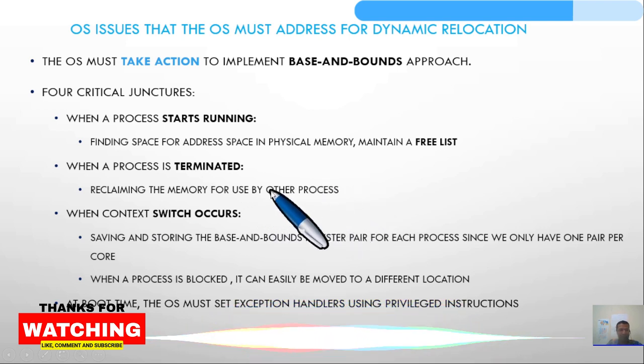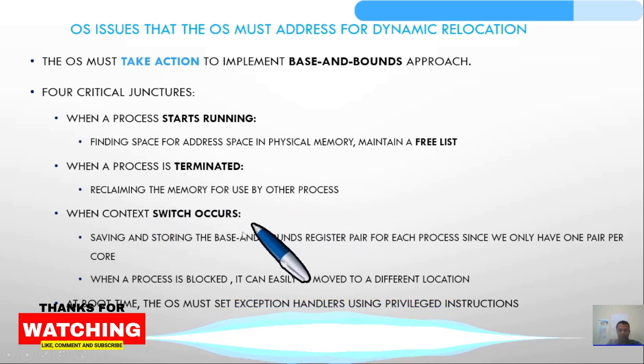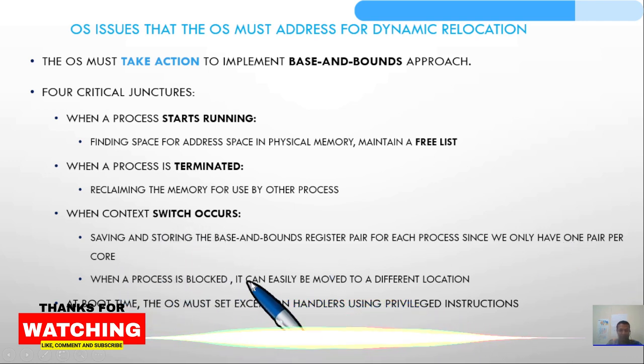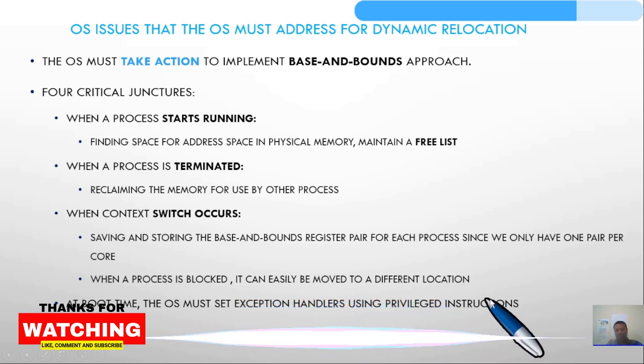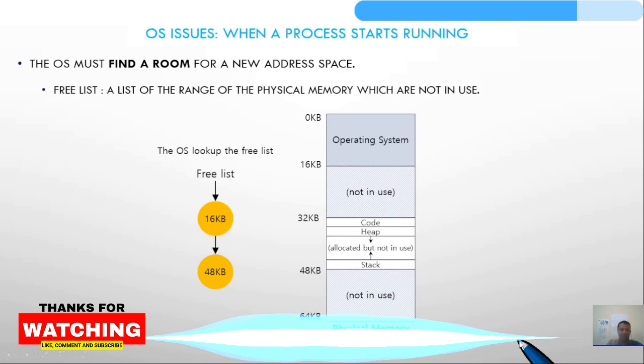When a process is terminated, the operating system reclaims the memory for use by other processes. This is another. When a context switch occurs, it saves and restores the base and bound register pair for each process, since we only have one pair per core. And when a process is blocked, it can easily be moved to a different location. At boot time, the operating system must set the exception handlers using privileged instructions.